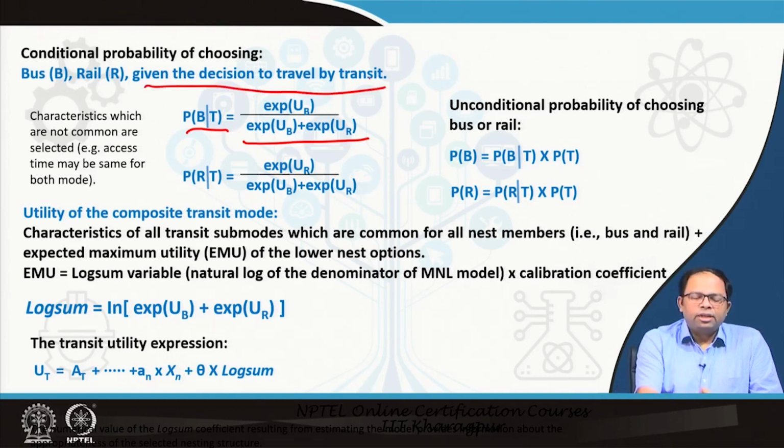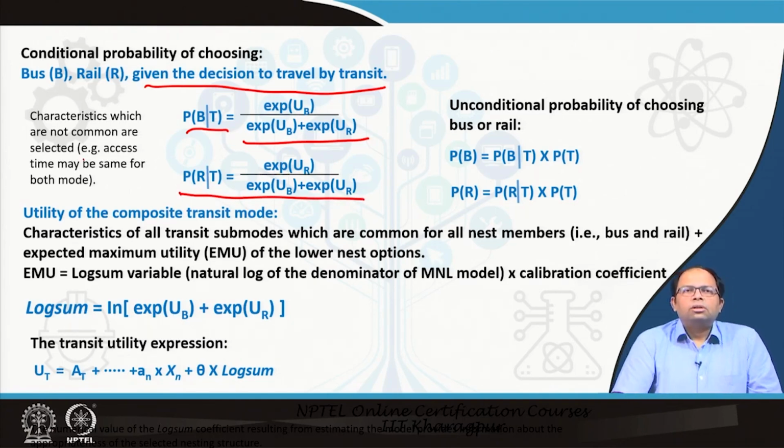So, we now need to just select the data which is specific to bus and specific to rail, the attributes which are specific to bus and specific to rail. We will take those attributes and then use that data to form our model and to estimate the coefficients for this particular model. Now, characteristics which are not common are selected; access time may be the same for both the modes, so the different things, the ones which are different, are selected when we are developing this particular model.